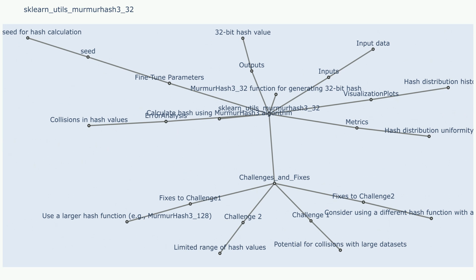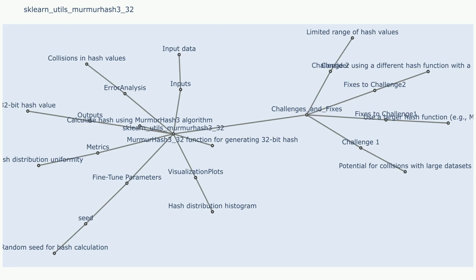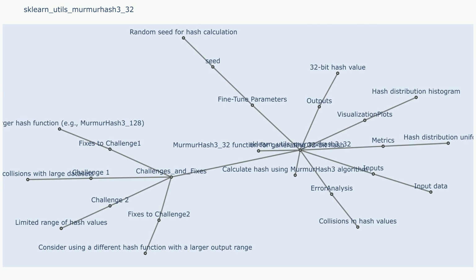Fine-tune parameters. Seed: the seed value can be adjusted to change the initial state of the hash function, influencing the hash values. Uncertainty methods. None, as it is a deterministic function. There is no inherent uncertainty in the output.